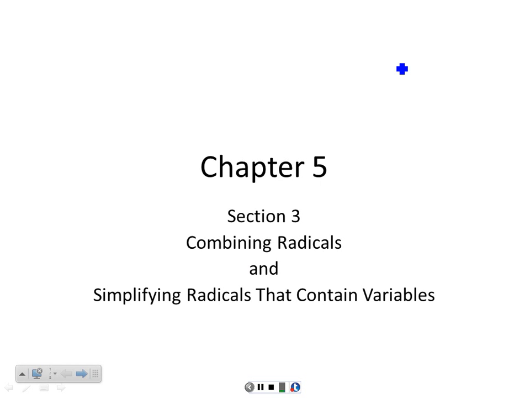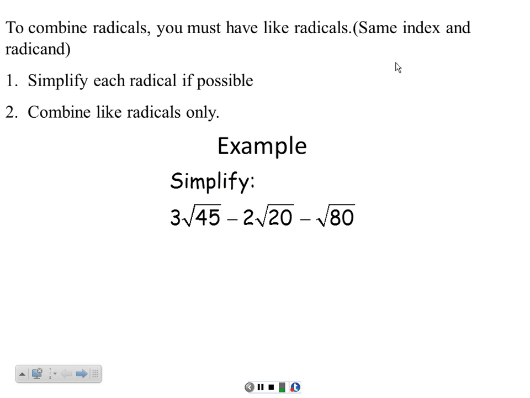Chapter 5, Section 3, Combining Radicals and Simplifying Radicals that Contain Variables. So when we talk about combining radicals, what we're talking about is kind of like combining like terms. For example, in basic algebra, you know that if you have 3x plus 5x, these are like terms and you can put them together so you have 8x. Well, when you talk about combining radicals, it's the same thing.